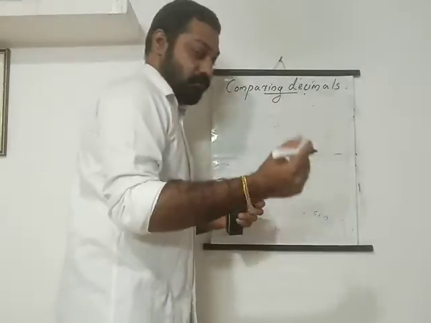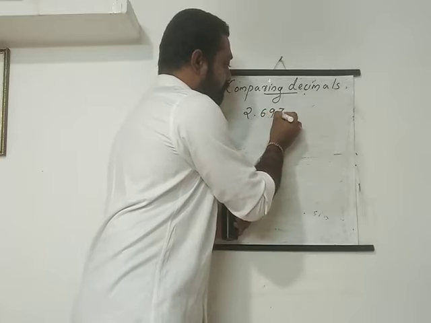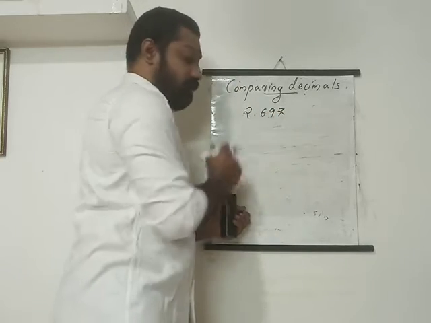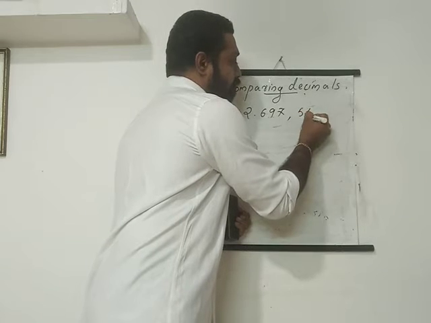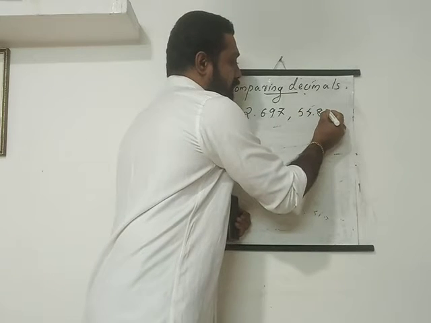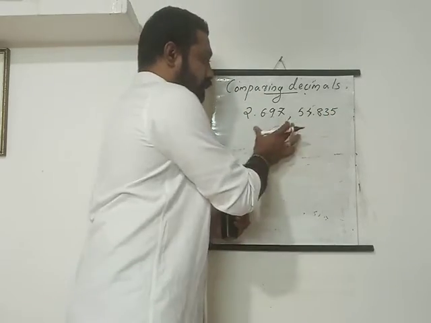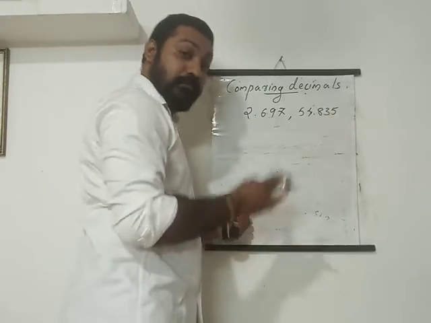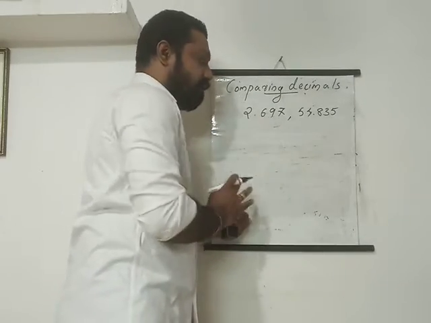Take a number, 2.697. This is a decimal number, isn't it? And take another number, 54.835. These two numbers we need to compare, to find out which one is the greatest.